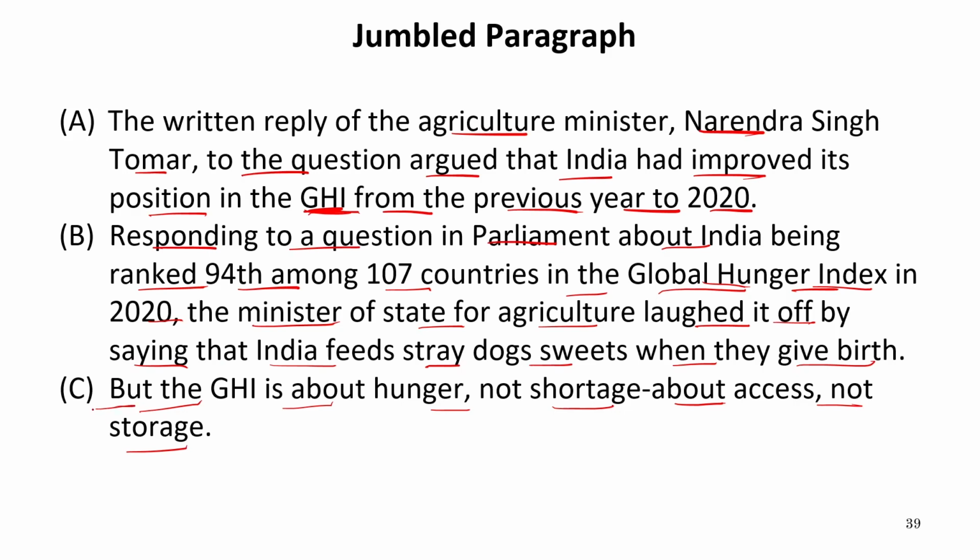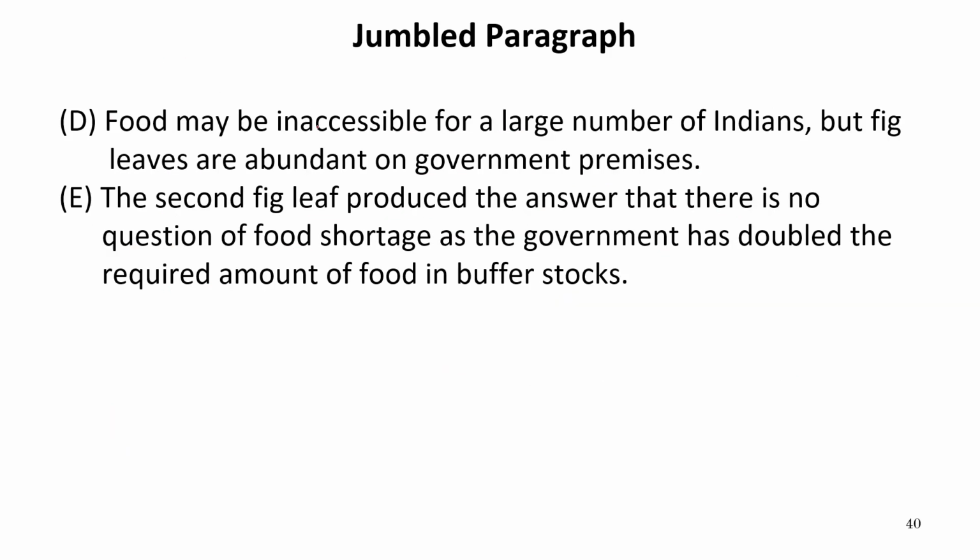So if it is written 'but', it means it is contrasting some sentence. So some sentence must be written before this. D sentence: Food may be inaccessible for a large number of Indians, but fig leaves are abundant on government premises. Fig leaves actually refers to some leaves. Now, E sentence: the second fig leaf produced the answer that there is no question of food shortage as the government has doubled the required amount of food in buffer stocks. Fig leaf refers to some policy or some reports. Let us read in the passage.